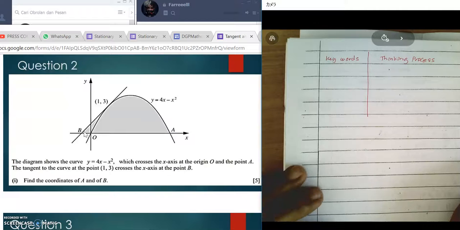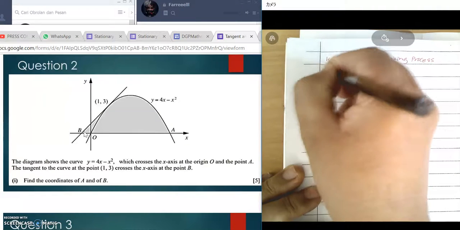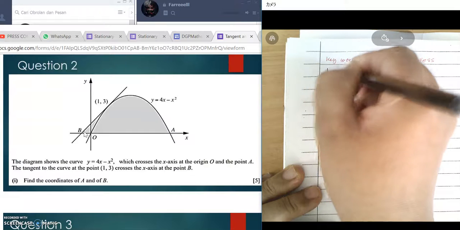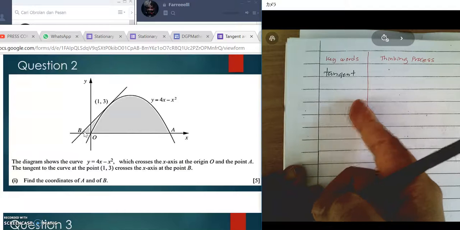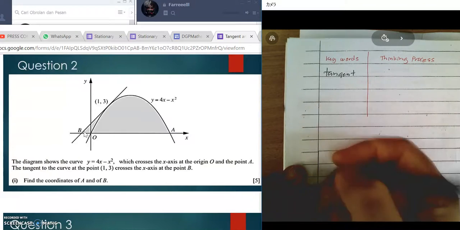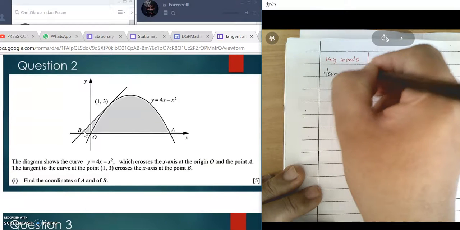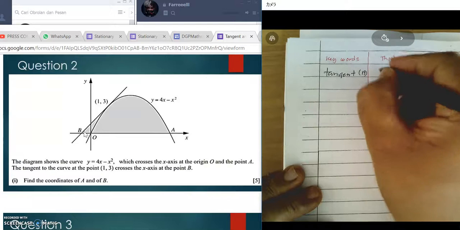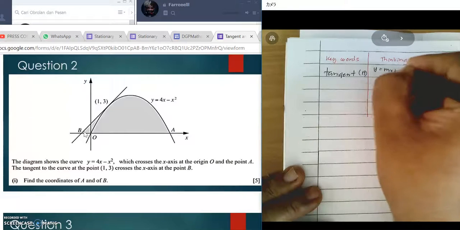So what are the keywords here? The first keyword is tangent. So the tangent line intersects the x-axis at the point B. For us to be able to find B, what does it mean? Again, you need to find the tangent, which is in the form y equals mx plus c.